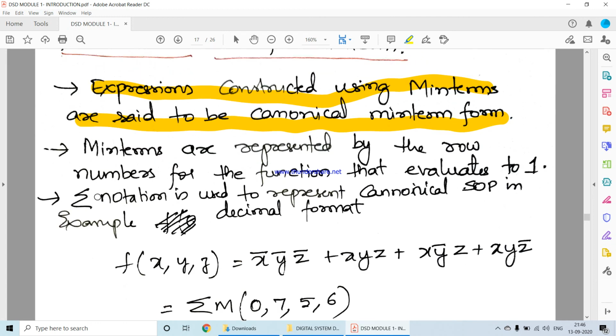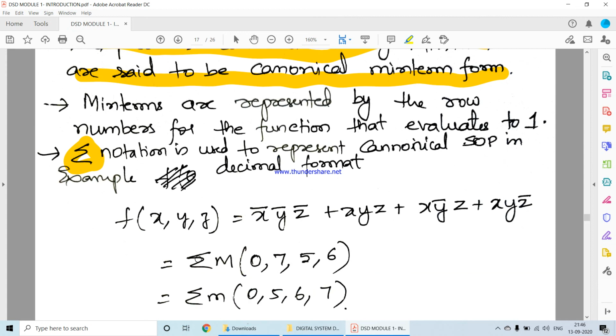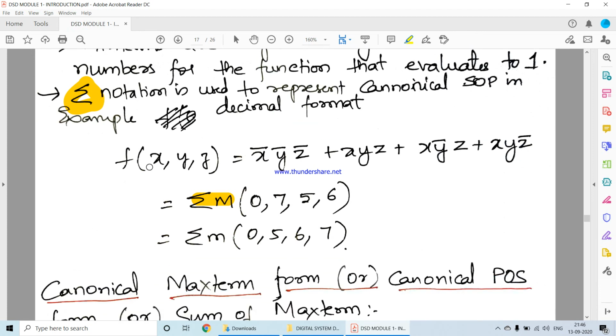Now before that, summation notation is very important. Summation notation is the one which you can use to represent the minterm. When you have summation with small m, it says it is minterm. Now let us look into the example. F of x comma y comma z equals x bar y bar z bar plus xyz plus xy bar z plus xyz bar. This is the question which is given, and you need to write minterm for this.